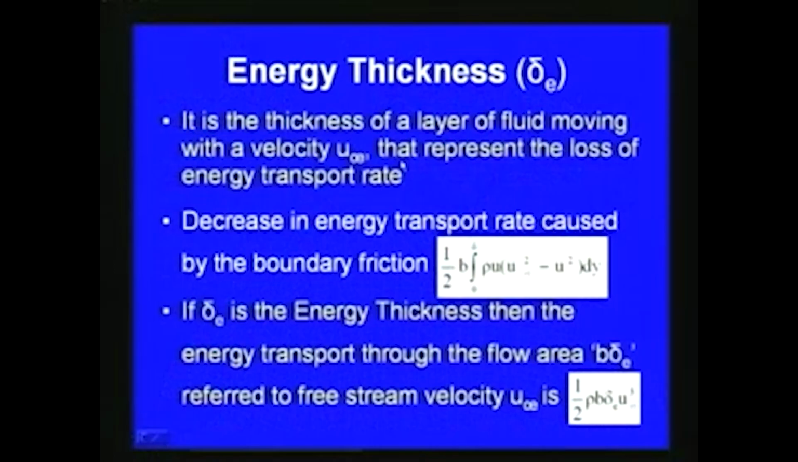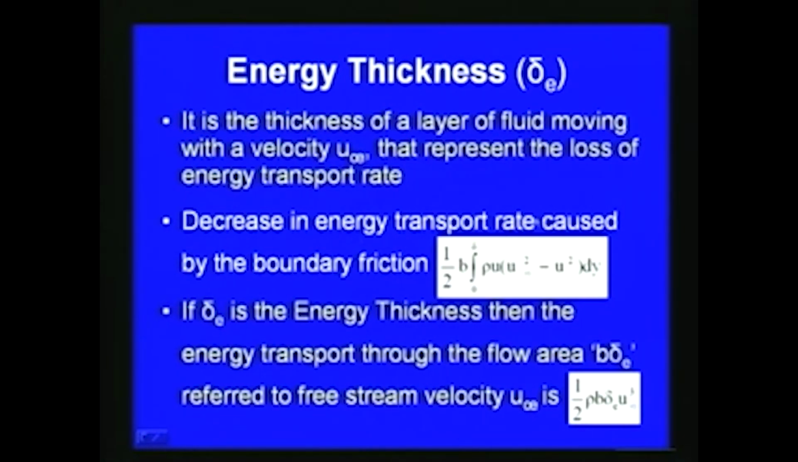Another important aspect is what happens whenever in a free stream flow we introduce a flat plate, and what happens to the energy variations with respect to the boundary layer formation. With respect to this we can define a term called energy thickness delta E. Here the energy thickness delta E is the thickness of a layer of fluid moving with a velocity u infinity that represents the loss of energy transport rate. So, this is the definition of the energy thickness delta E. It is the thickness of a layer of fluid moving with a velocity u infinity that represents the loss of energy transport rate.